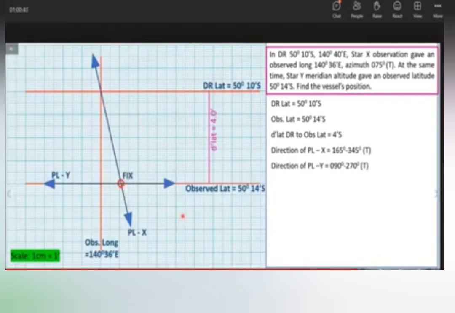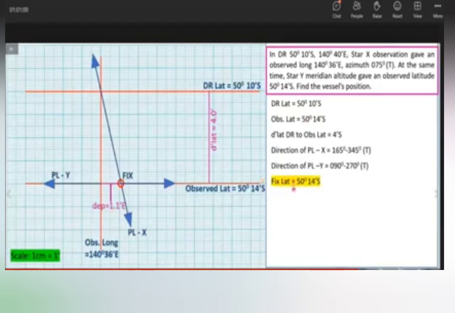And what do we see? The latitude of the fix is the same as the observed lat. And this distance is the departure of the fix from the observed long. So we see that the departure is 1.1 minutes east from the observed long. So we come this side for calculations now.